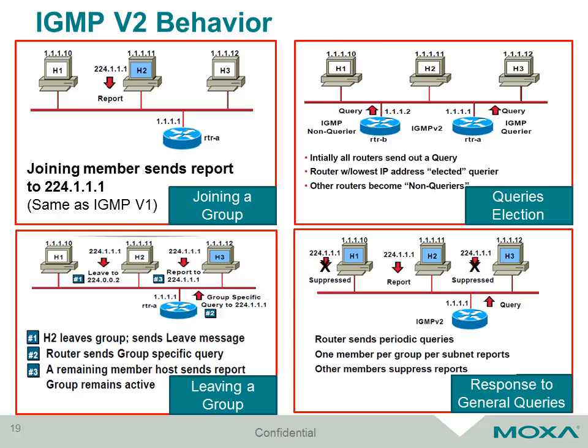Unlike IGMP V1, IGMP V2 offers a leave message. When a host wants to leave the group, it will send out a leave message. Next, the router sends out a group-specific query, and the remaining hosts send out reports to remain active.